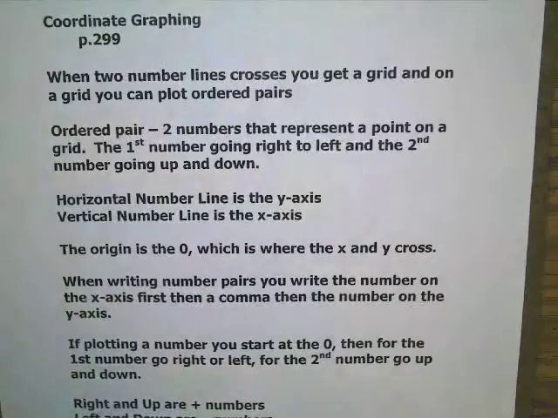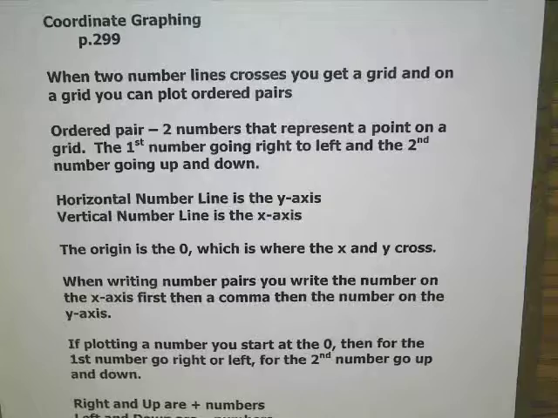So for coordinate graphing on page 299, when two number lines cross each other, you get a grid. And on a grid, you can plot what we call ordered pairs. When we have these two lines cross, we have a horizontal line and a vertical line. And then we can have an ordered pair that we can plot that point anywhere on our grid.